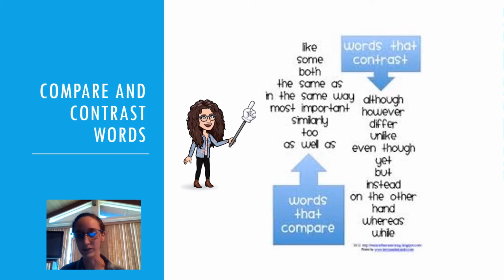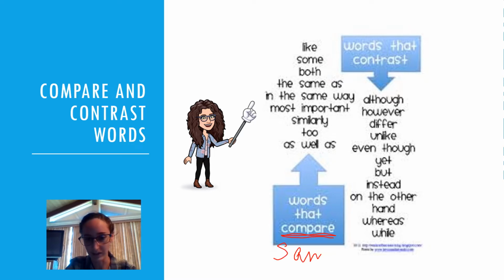Compare and contrast words. So words that compare, use when you compare. You can say like, some, both, the same as, in the same way, most important, similarly to, and as well as. So those are all words that tell us that something is the same. Words that contrast, you can say although, however, differ, unlike, even though, yet, but, instead, on the other hand, whereas, and while. So remember, contrast means different.